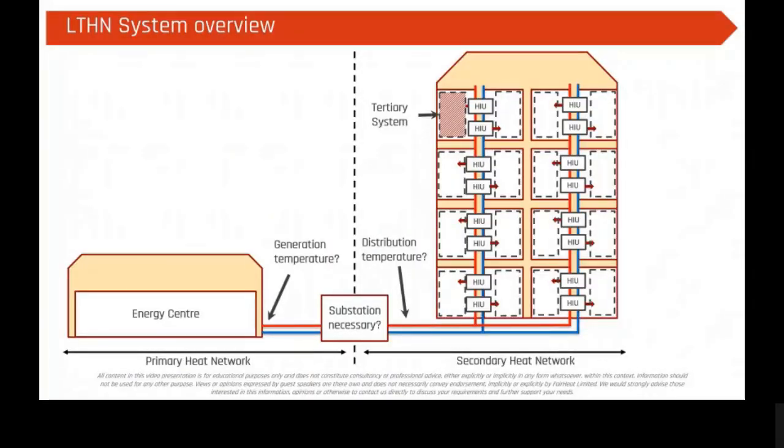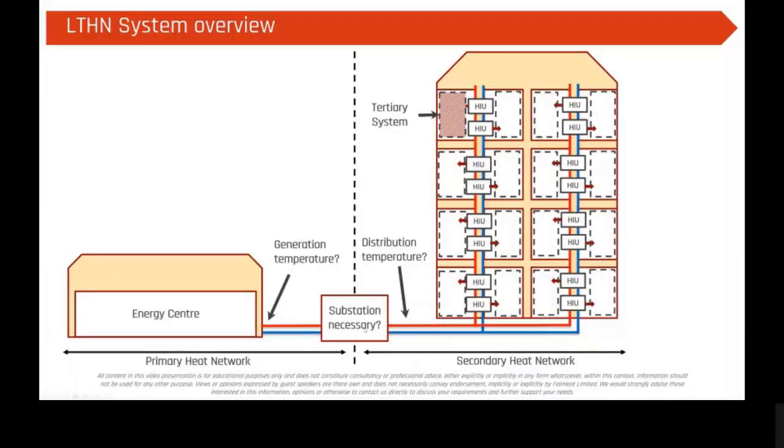So just to get everyone on the same page, what we're talking about from a low temperature heat network perspective, and the kind of phrases I'll be using. If we look at the first on the right hand side, that's typically known as the tertiary system, which is where we've got our space heating and our hot water systems. That's separated by our heat interface unit, which hydraulically separates the heat network from the dwelling itself.